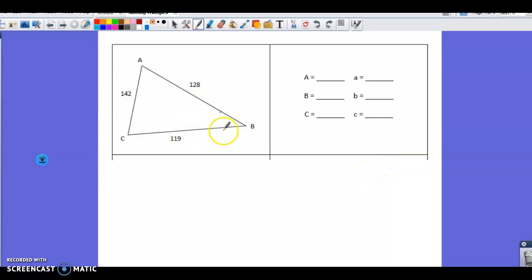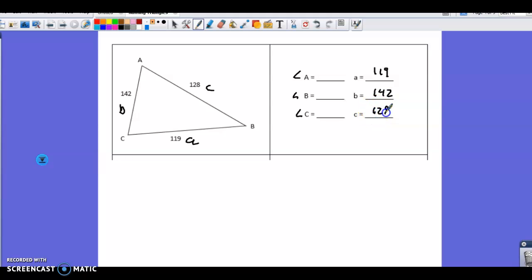Sometimes triangles just have no angles. So we don't know A, B, or C. Leave those blank. But side A is between C and B, so that's your A. B has to be between A and C, and then C is between A and B. So A is 119. I think this is drawn a little bit weird. Looks like that's really the longest side, but we'll just say not drawn to scale, right?